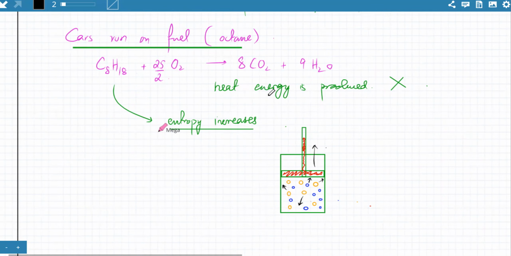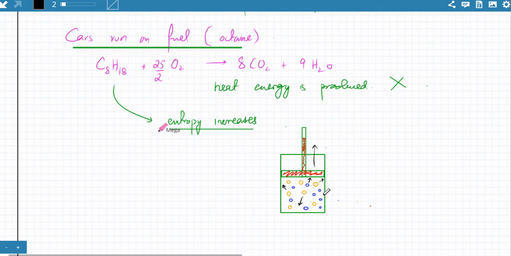The heat energy that's released or given off or taken in, most of the time that's completely pointless. You don't want that. For your car engine, it would have been ideal if burning petrol produced no heat. That would be an ideal fuel. The only reason you're burning petrol is because it's increasing entropy.